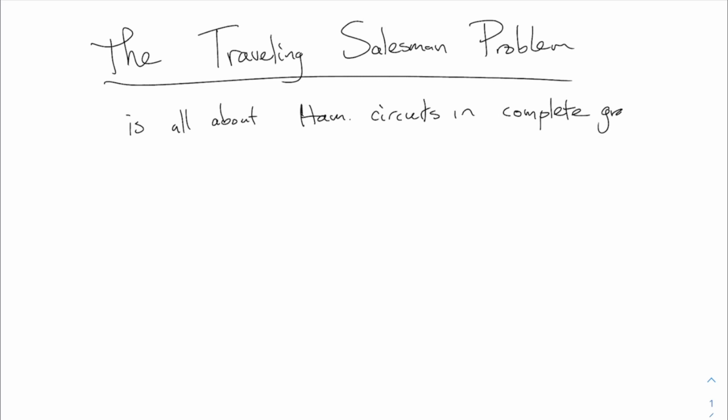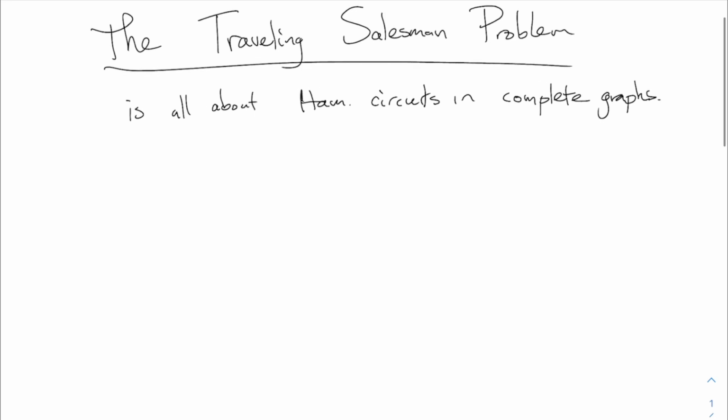I will refresh your memory. Hamilton circuits, remember, are very different from Euler circuits. Hamilton circuits are the ones which meet every vertex without repeating any vertices, but probably miss a lot of the edges. So the traveling salesman problem is about Hamilton circuits in complete graphs. I will just refresh our memory about complete graphs.